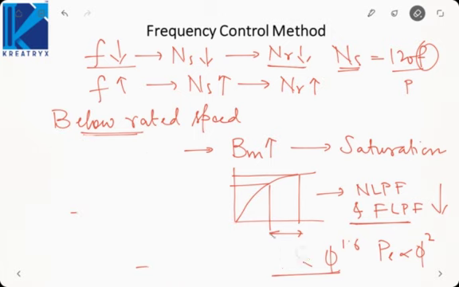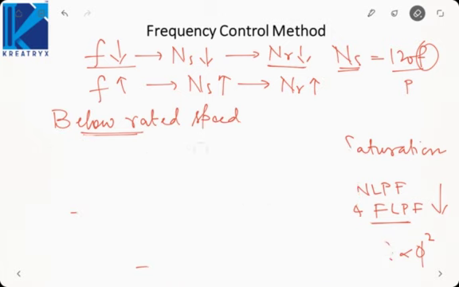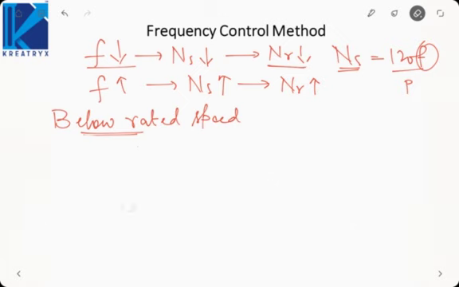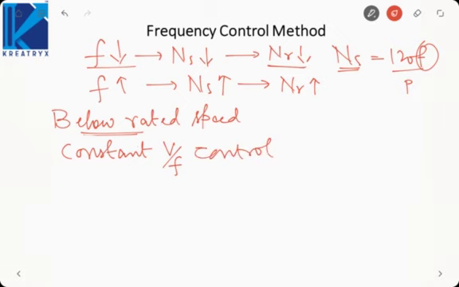By reducing the frequency, we must take care that we reduce the voltage also, so that V by F is constant. So below rated speed, we will move to constant V by F control. That is, if the frequency is reduced to half of the original value, the voltage must also be halved so that their ratio remains the same. That way the flux will remain constant, and I can reduce the frequency to reduce the synchronous speed.